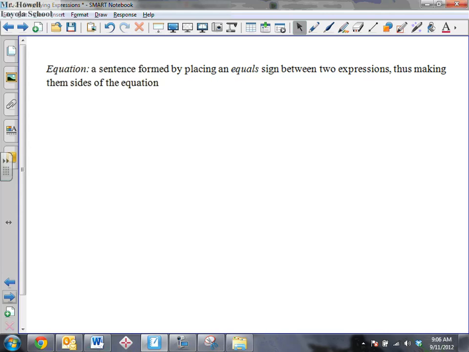Next, inequality symbols. This still indicates two expressions are not equal to one another. Okay, with the exception of these two, because those could be equal, right? Less than or equal to, greater than or equal to. Hence the name or equal to. So traditionally we have not equal to, greater than, less than, greater than or equal to, less than or equal to. And I assume you've all seen these before. Is this new to anybody? And if it is, please tell me.